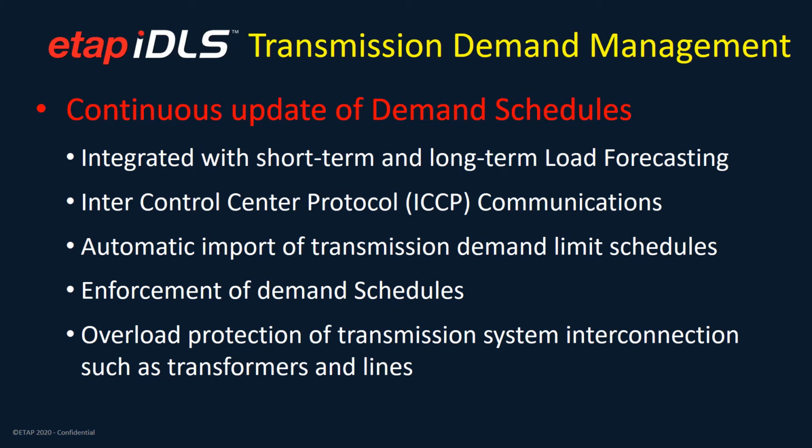ETAP iDLS comes with continuous update of demand schedules. It is integrated with short-term and long-term load forecasting. Demand schedules can be generated 24 hours to 1 month ahead using the short-term load forecast and planned with the long-term forecast for years ahead. The Inter-Control Center Protocol (ICCP) communications built into the controller allow you to send and receive schedules automatically. The automatic import of transmission demand limit schedules are read automatically by the ETAP iDLS for reserve calculations and to enforce demand schedules. Protection on the interconnection is also built in, where ETAP iDLS monitors and acts as overload protection of transmission system interconnection, such as transformers and lines.